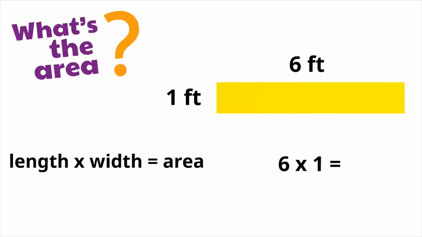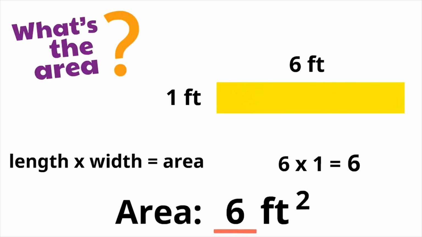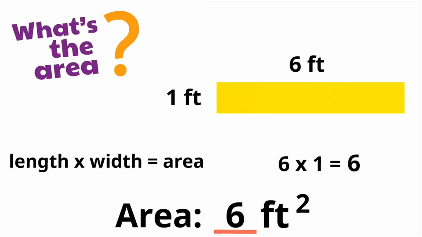What is 6 times 1? Do you know? Yeah. 6 times 1 is 6. Whenever you multiply a number times 1, it stays the same. So our answer is 6 feet squared. That little 2 next to feet means squared. It tells us that the rectangle has 6 square feet of space inside. The area is 6 feet squared.